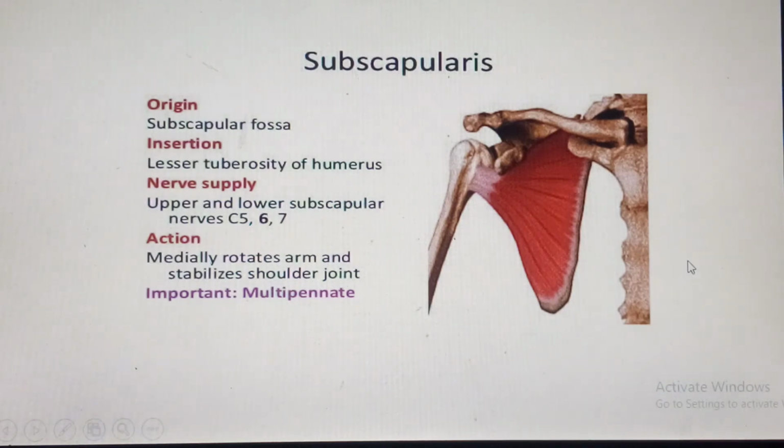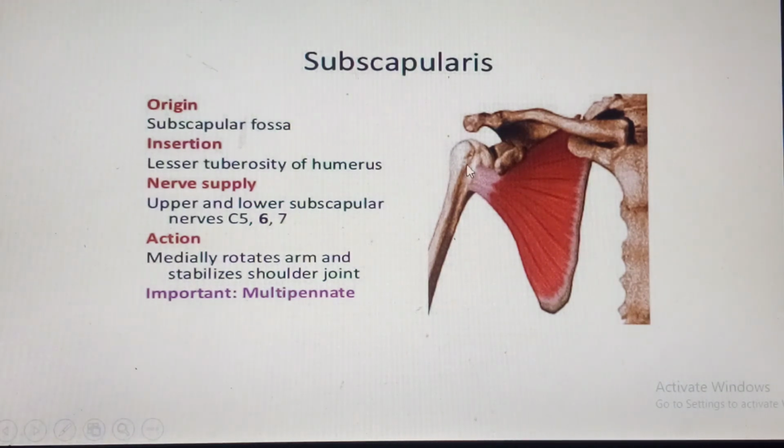Now, the next muscle, whose tendon is usually called the forgotten tendon, is the subscapularis muscle. This subscapularis muscle takes origin from the subscapular fossa and inserts on the articular facet on the lesser tubercle of the humerus. This one will be innervated by the upper and lower subscapular nerves. And this muscle, we describe it as being multipennate. So you're having that kind of appearance.